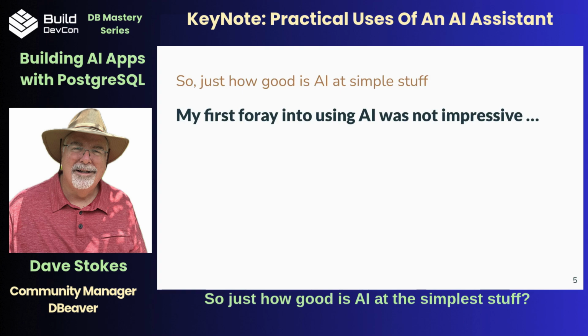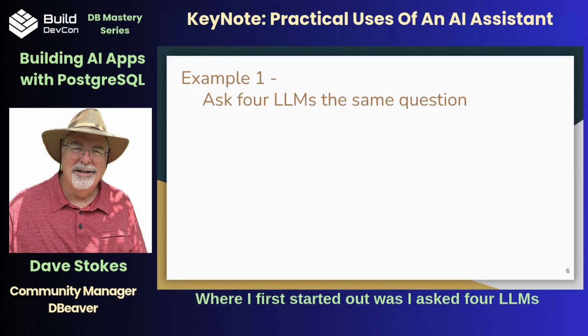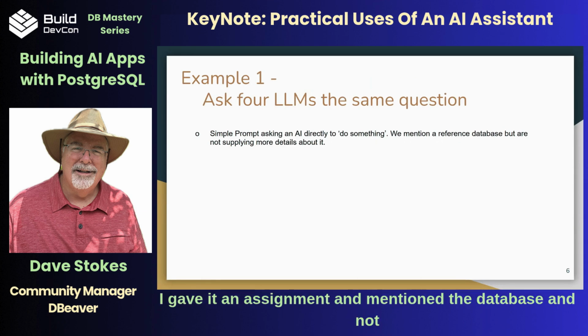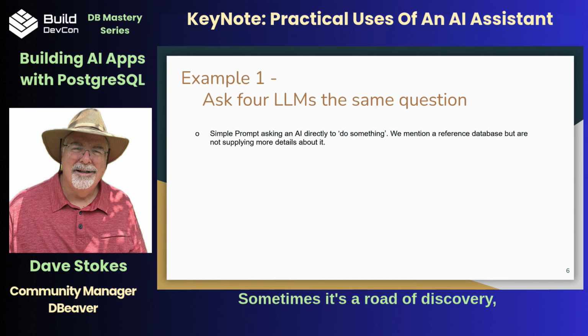So just how good is AI at the simple stuff? Well, about 2 years ago now, I was reading about AI working with databases, and my first AI was not that impressive, as you'll see. Where I first started out was I asked 4 LLMs the same question. The prompt was asking it to do something. I gave it an assignment and mentioned the database and not supplying a lot of details about it. Kind of like you got when you were starting out and your boss would ask you to do something. Sometimes it's a road of discovery and you tend to stumble into the potholes.